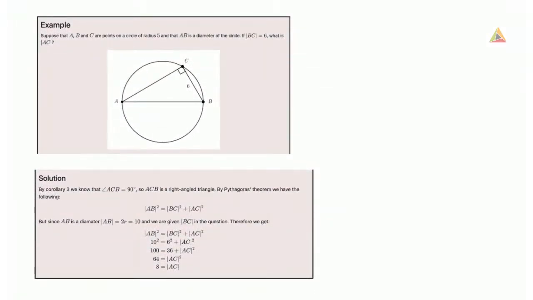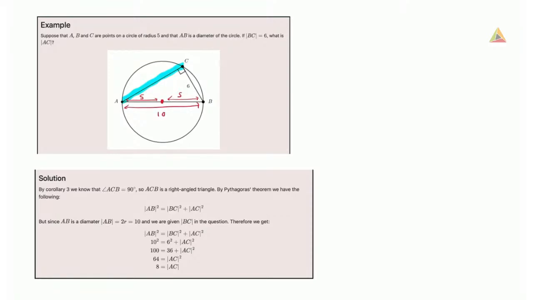Suppose that A, B and C are points on a circle of radius 5 and that AB is the diameter of the circle. They're saying the length of BC is 6, and they're asking what the length of AC is. So this is what we're looking for here, this length, AC. Now they're telling us that the radius of the circle is 5. So the midpoint, or we say the center of the circle, will be roughly here. So this distance here would be 5. And this distance would also be 5 because they're both radii. Okay, so we know that this total distance here would be 10.